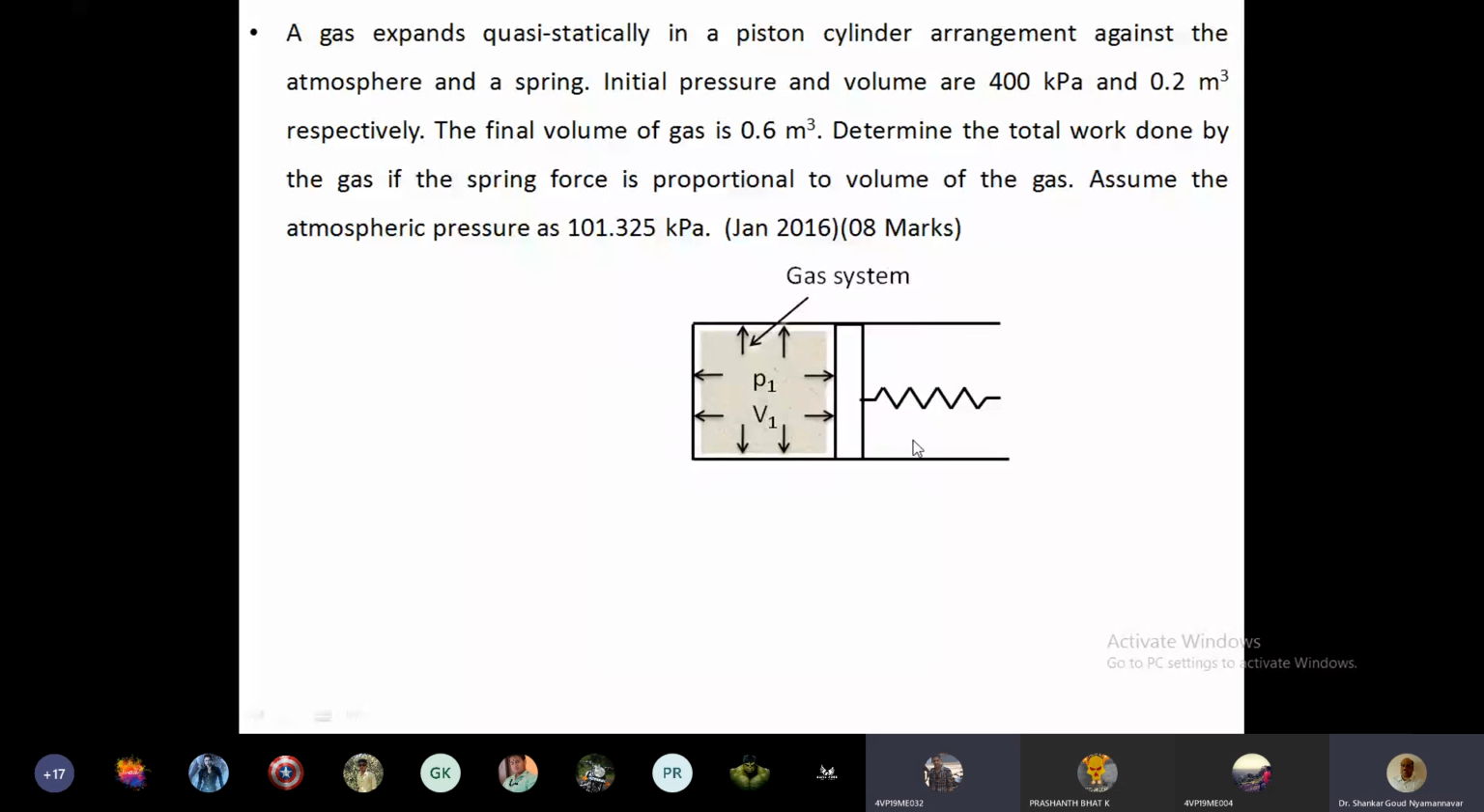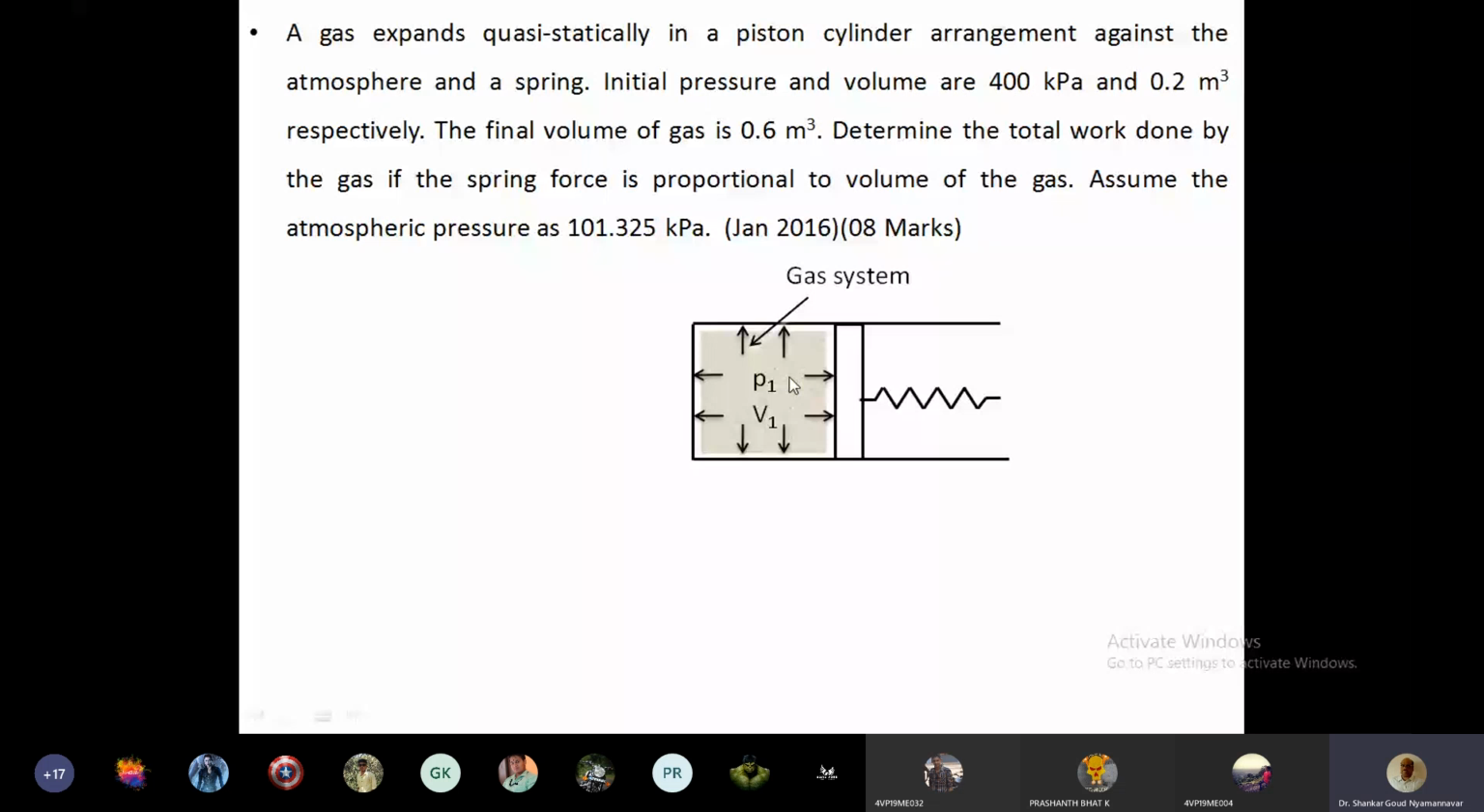Yes, sir. So the force F will be opposite to the displacement X. Correct? If X is the displacement, then force will be opposite to that. Therefore, that minus sign comes there, right? So this spring force and the force of the atmospheric air. Atmospheric air will exert a force equal to area of the piston into atmospheric pressure, plus spring force, which will be balanced by the pressure inside.